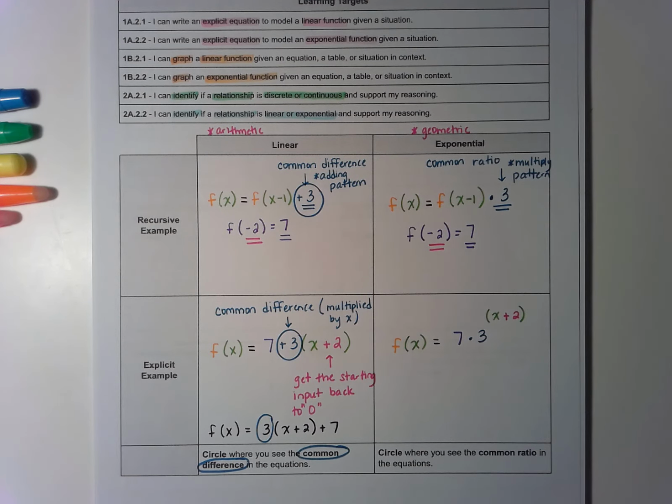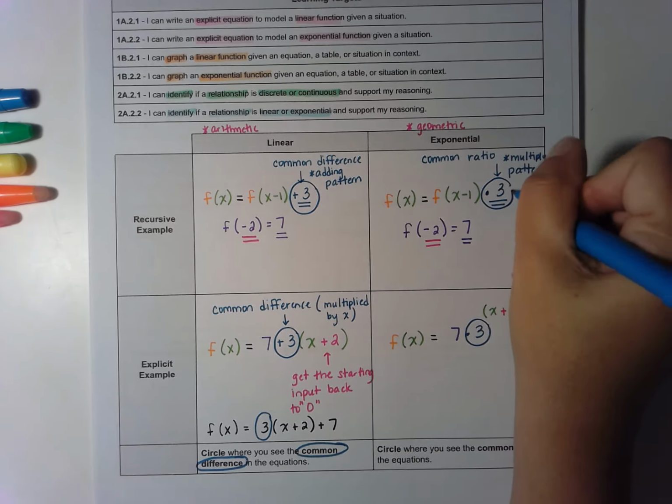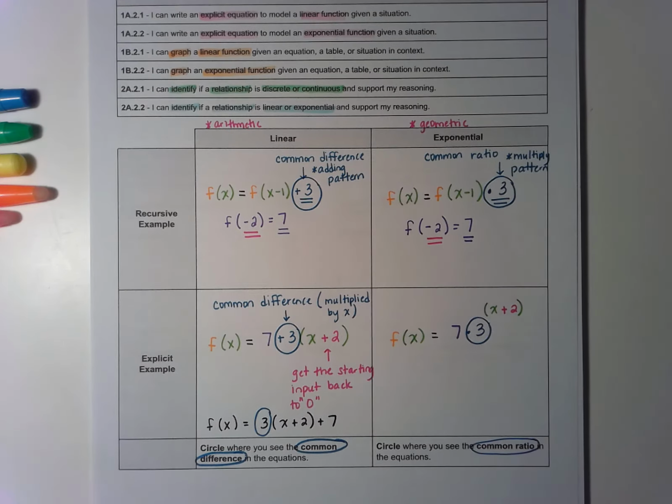Now again, we can see that common ratio in 2 spots depending on the equation. So the common ratio here would be whatever you're multiplying by. In this case, it would be times 3.